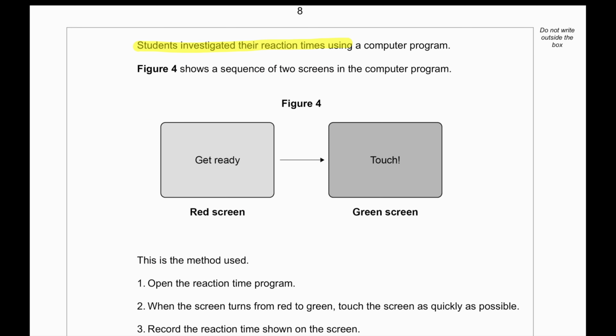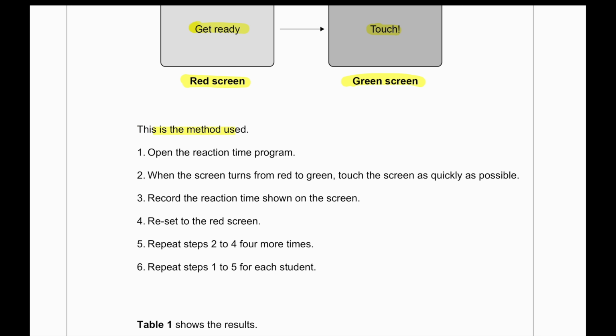Students investigated their reaction time using a computer program. Figure 4 shows a sequence of 2 screens in the computer program. Get ready and then touch. So the red screen means you have to get ready and the green screen means you have to touch. This is the method used.